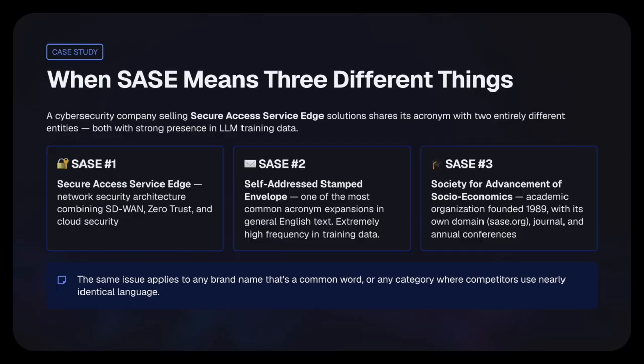The first one is SASE, which has to do with computer networking and the architecture and security behind it. It's also related to things like SD-WAN, zero trust, and cloud security. The second is completely unrelated: self-addressed stamped envelope. This is a common acronym with high frequency within the training data, so a lot of the models may think SASE means that. But SASE could also mean the Society for the Advancement of Socioeconomics. This is an organization that was founded in the 1980s. It has its own domain with the acronym in it. They do conferences, and they have a lot of content and information.